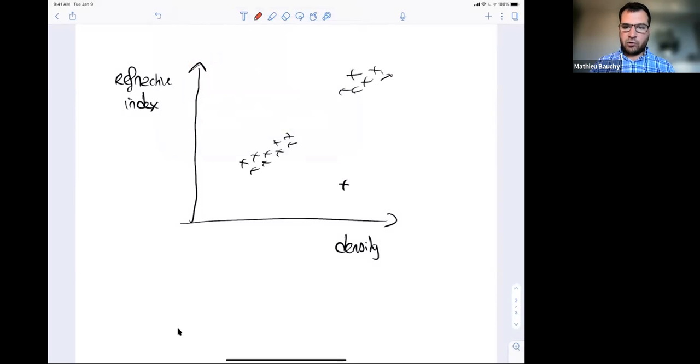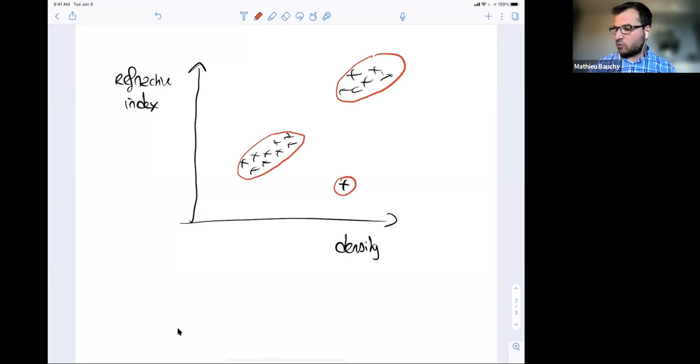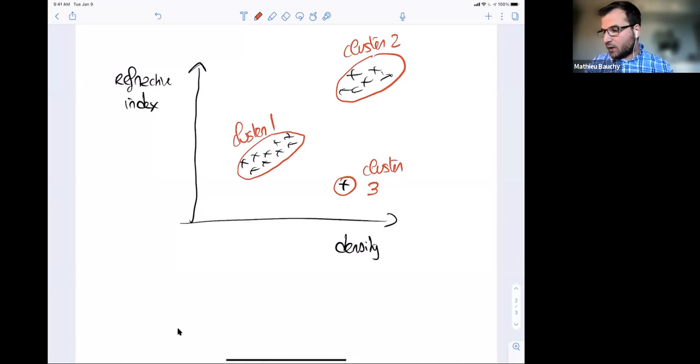And in this case, if you look at it as a human, of course, it looks like a very simple problem, because here you have only 2 variables. It looks pretty obvious that you have one group of glasses here, another group here, and maybe this group here that looks separated from the others. So in this case, the algorithm would have found 3 clusters: cluster 1, cluster 2, and maybe here a third cluster. So that's what the unsupervised learning algorithm would do.